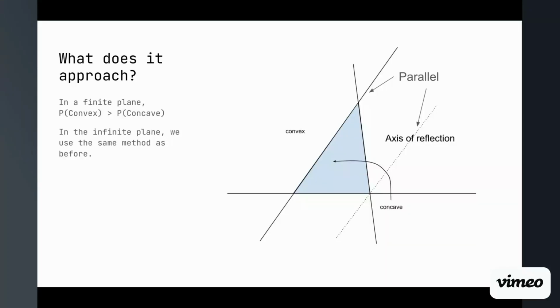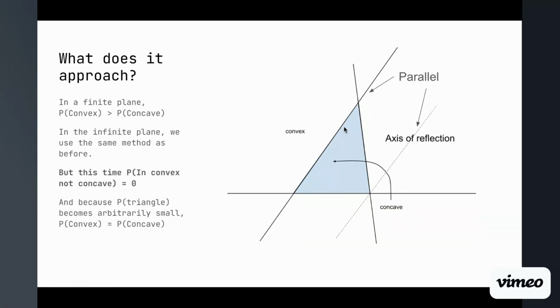But in an infinite plane, we use the same method as before. We reflect the concave and we flip it over onto that side. But this time, that P of convex, not concave, is 0. Because if you're assuming the thing extends out to infinity, infinity minus the finite region, which is this, is still infinity. Therefore, the actual difference is 0. And the P of triangle, the probability of getting the point in the triangle, becomes arbitrarily small, because a finite area over infinity is pretty much 0. P convex is equal to P concave. The limit of P convex divided by P concave is 1, that is.